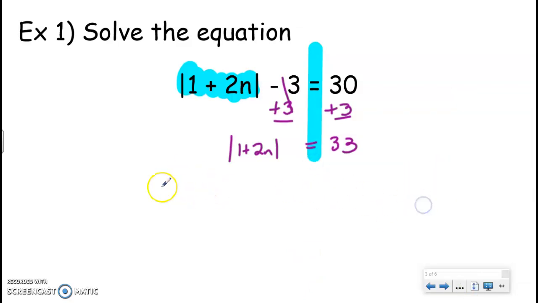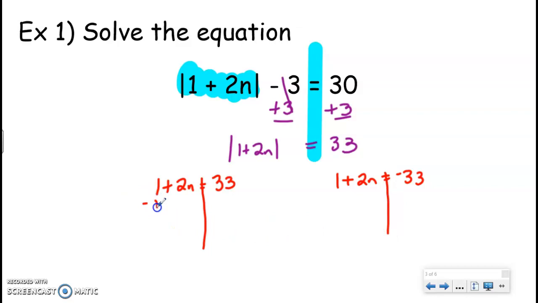Okay, so when I do that, 1 plus 2n is going to stay the same in both equations. The only thing that will change is that 33 will become negative in the second equation. Okay, so again, I don't change the part that was inside the absolute value. So for each of these, the steps to solve are the same. We'll just get different answers.